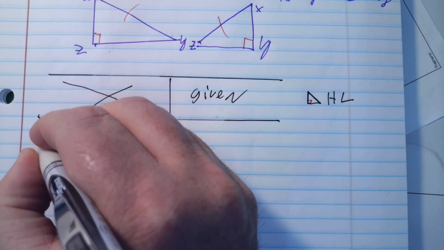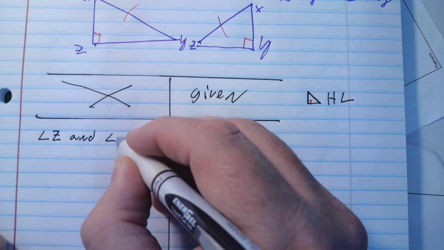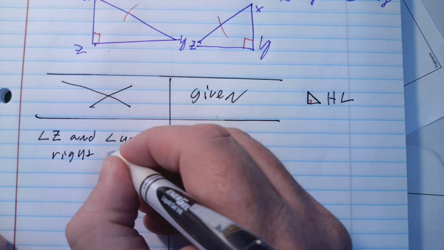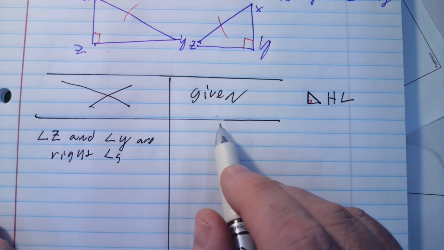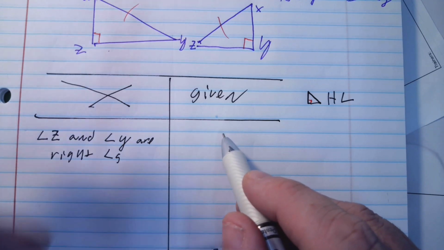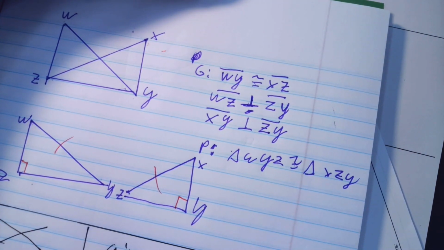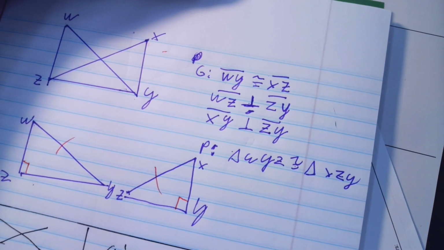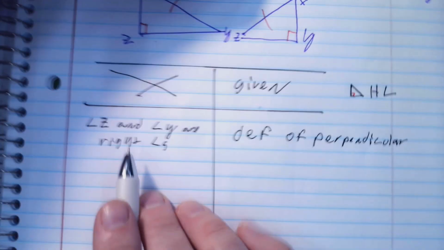Angle Z and angle Y are right angles. Right? How do I know that they're right angles? 90 degrees. There we go. Definition of perpendicular. Okay? I translated that and I said they're right angles.